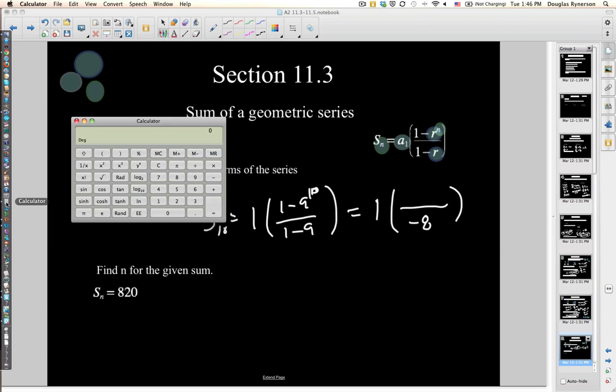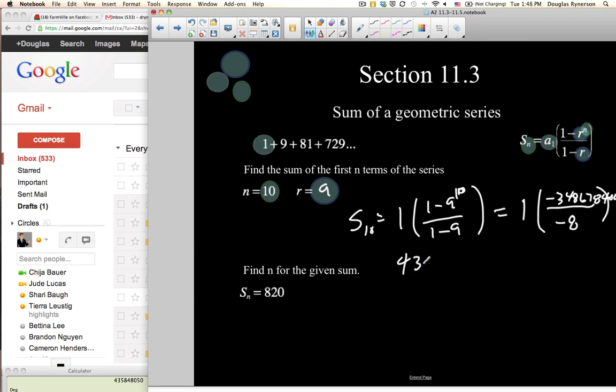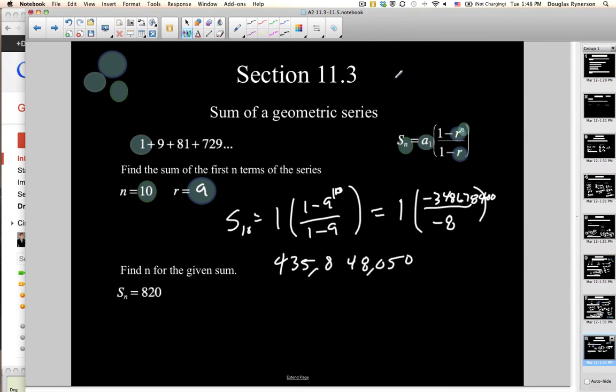I don't know what 9 to the 10th power is. So if I use 9 to the 10th power, it's a very big number. I'm going to take one number off of that. 3, 4, 8, 6, 7, 8, 4, 0, 0. So it was 1 minus that number. So 435,848,050 ends up being my sum.